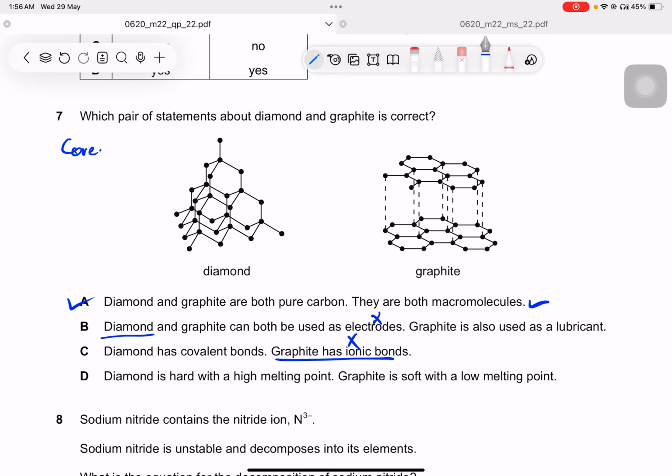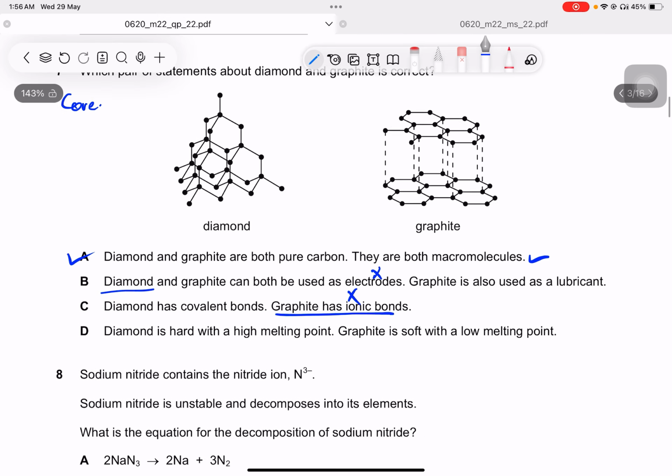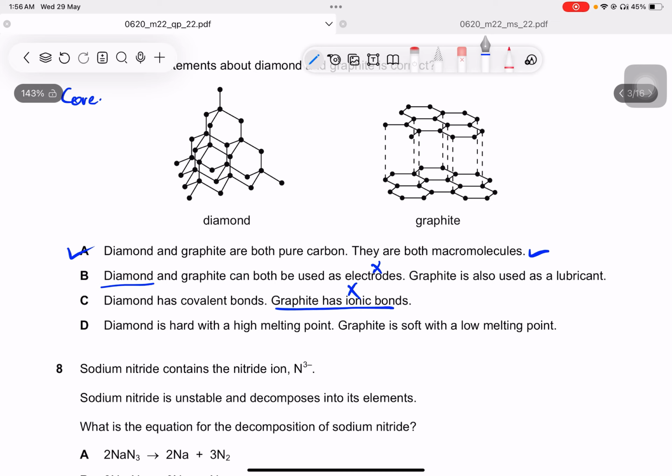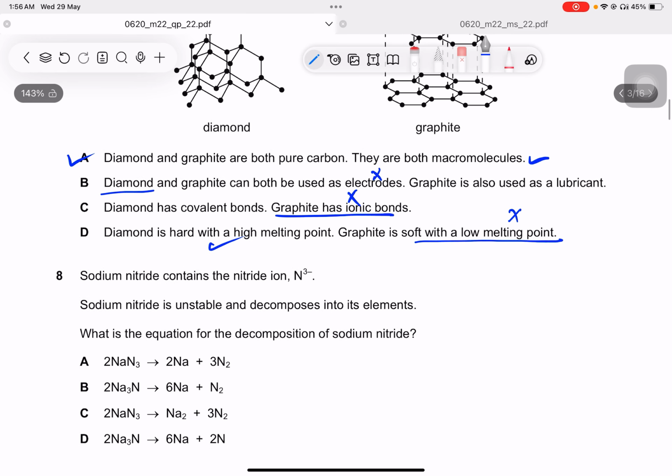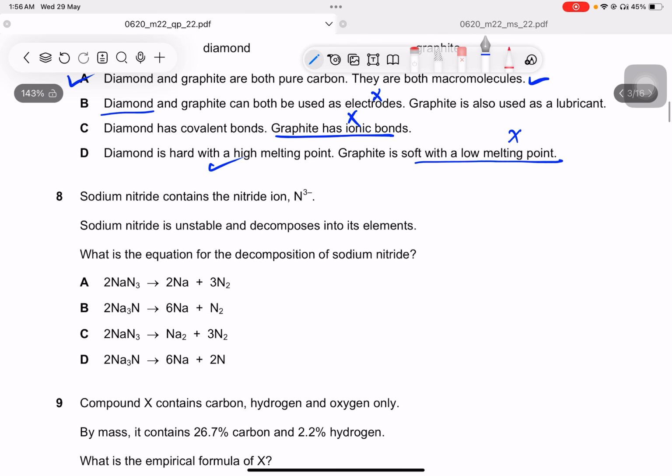Graphite does not have ionic bonds. Both are covalent molecules. Covalent bonding. Diamond is hard. Yes. Graphite is soft with a low melting point. Not true. Graphite also has a very high melting point, close to diamond. Next, sodium nitride contains the nitride ion N3 minus. Sodium nitride is unstable and decomposes into its elements.